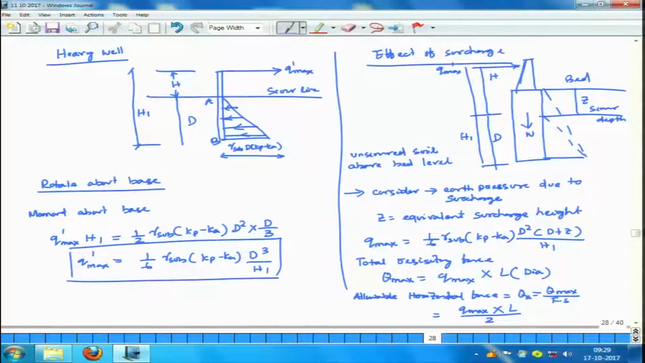So, total resisting force Q maximum is equal to q maximum into L. Allowable horizontal force QA is equal to Q maximum by factor of safety. So, Q maximum into L by 2, that means factor of safety is considered as 2. Now, what should be your maximum pressure at the base?